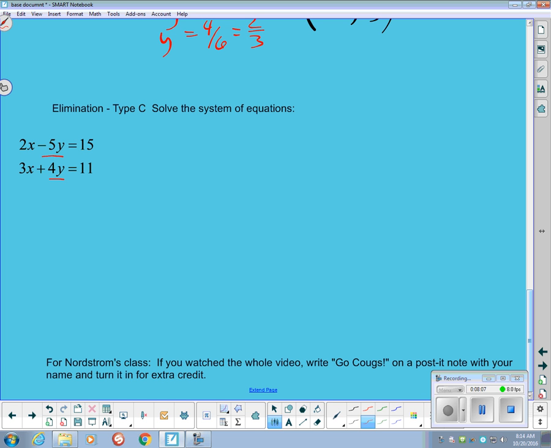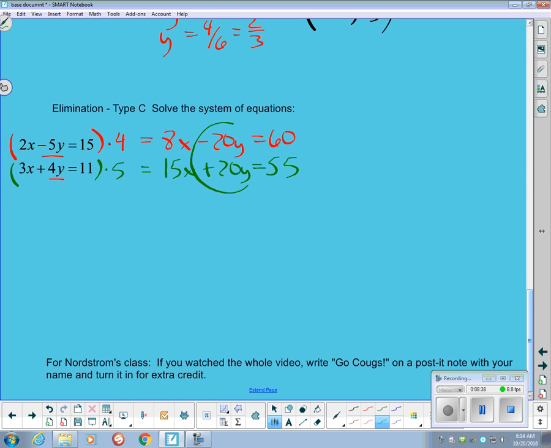But in order to do that, I have to make the coefficients of the y the same, but with opposite signs. So if I multiply this top equation by 4, that's going to change it into 8x minus 20y is equal to 60. And if I multiply this bottom equation by 5, that's going to give me 15x plus 20y is equal to 55.